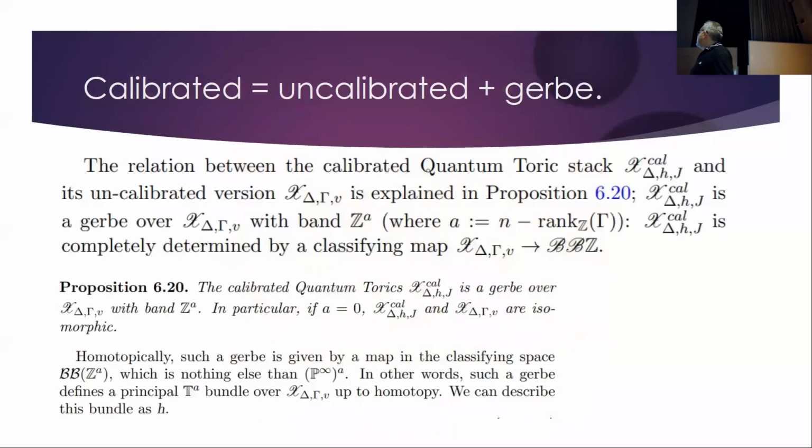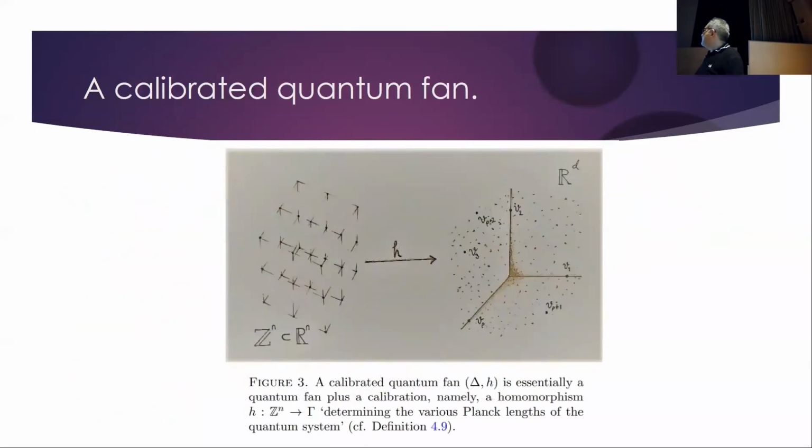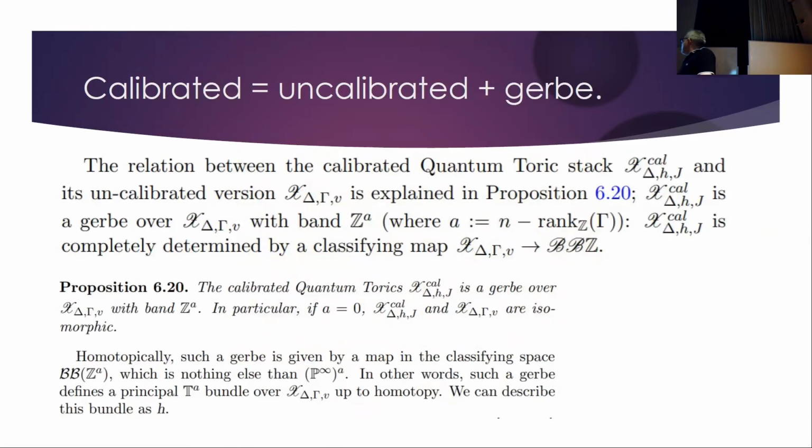So we need to do the calibrated thing. And here, calibrated quantum torics: if you had a classical toric variety, it's a gerbe with band Z to the A, as you said. And then, well, here is n minus rank Z of gamma, where n is the dimension of this higher dimensional lattice.